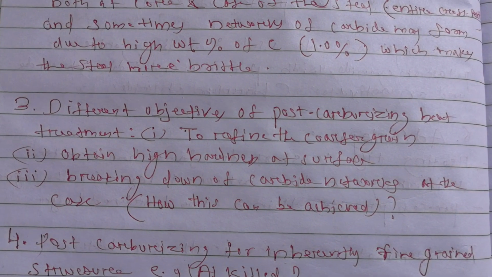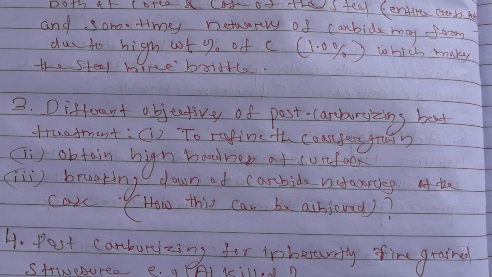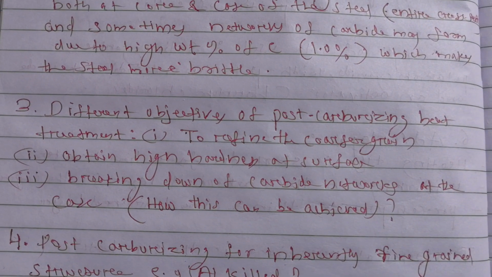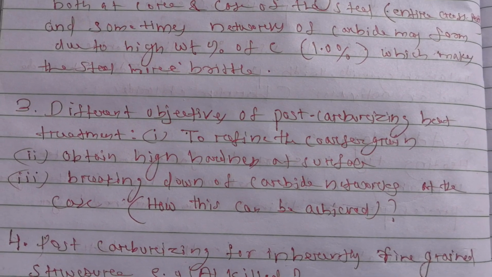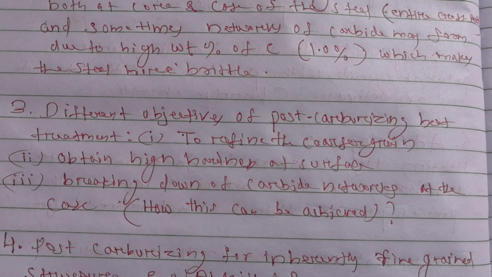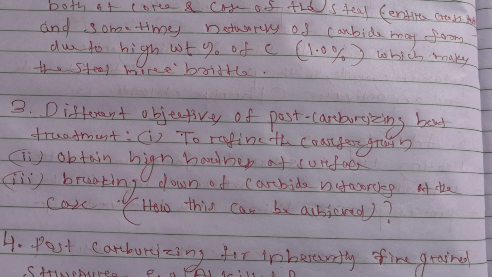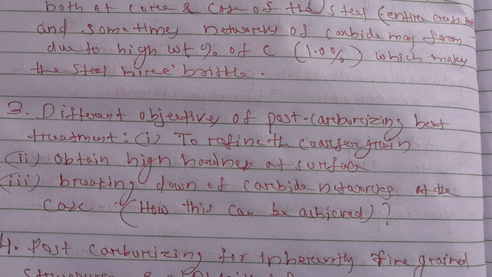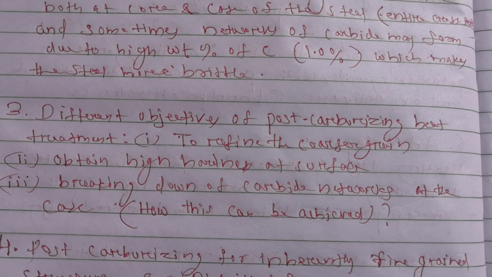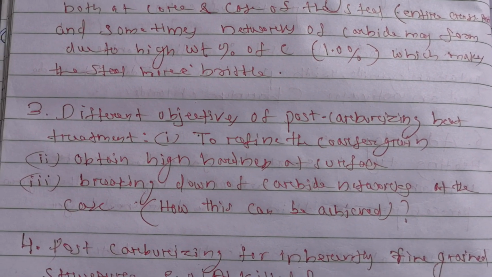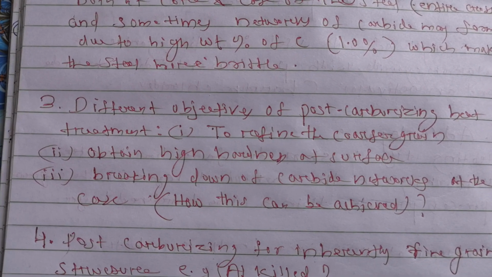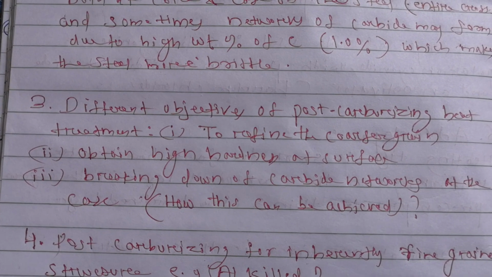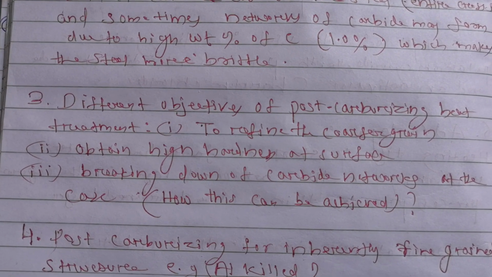Okay, let me explain. To refine the coarser grain, we can take the carburized steel to a high temperature and then quench it. During quenching, the cooling rate will be very fast, or you can do normalizing. It will reduce the grain size. The faster the cooling rate, the smaller the grain size. And similarly, if the grain becomes finer and finer, obviously the hardness and the strength of the surface will increase.